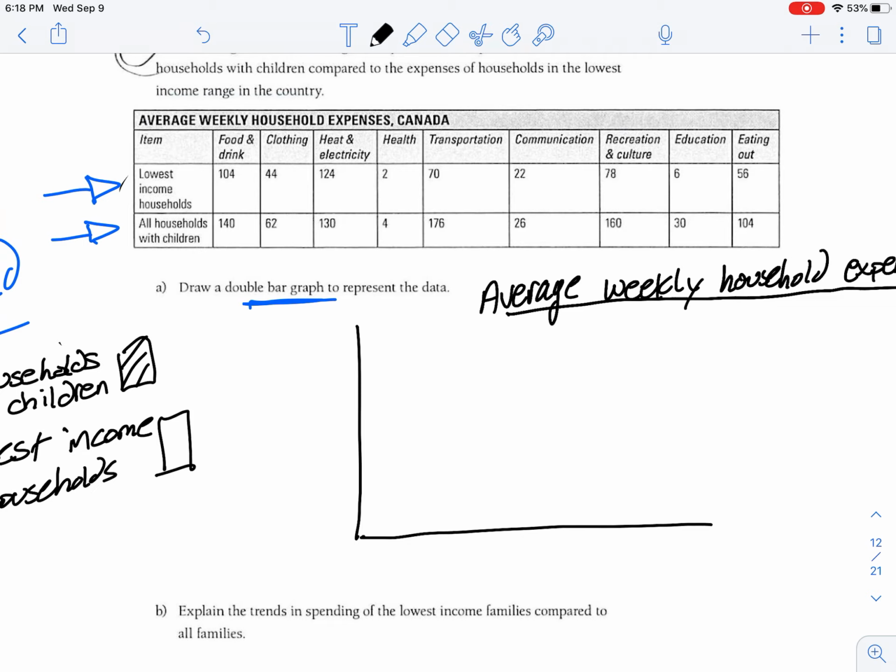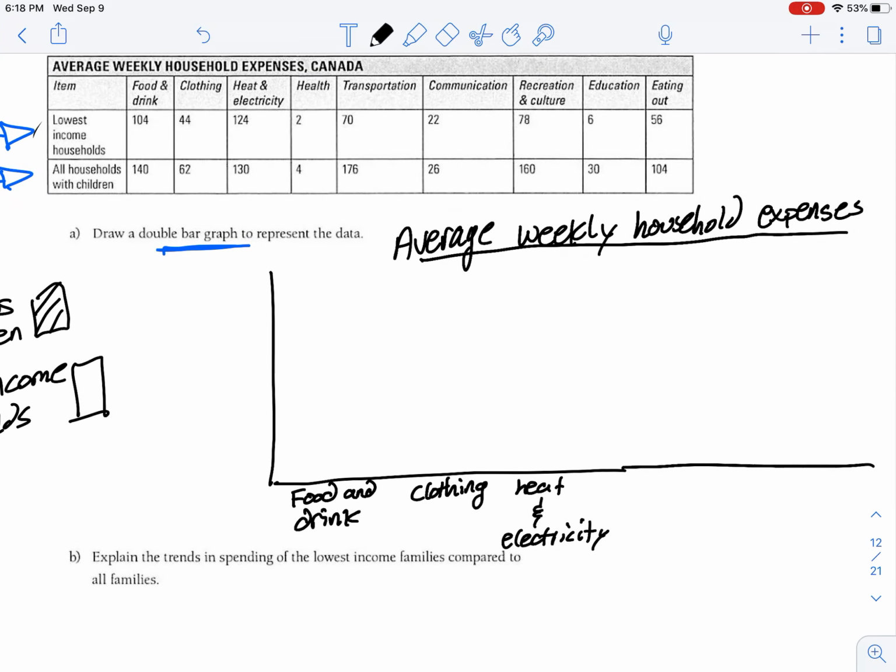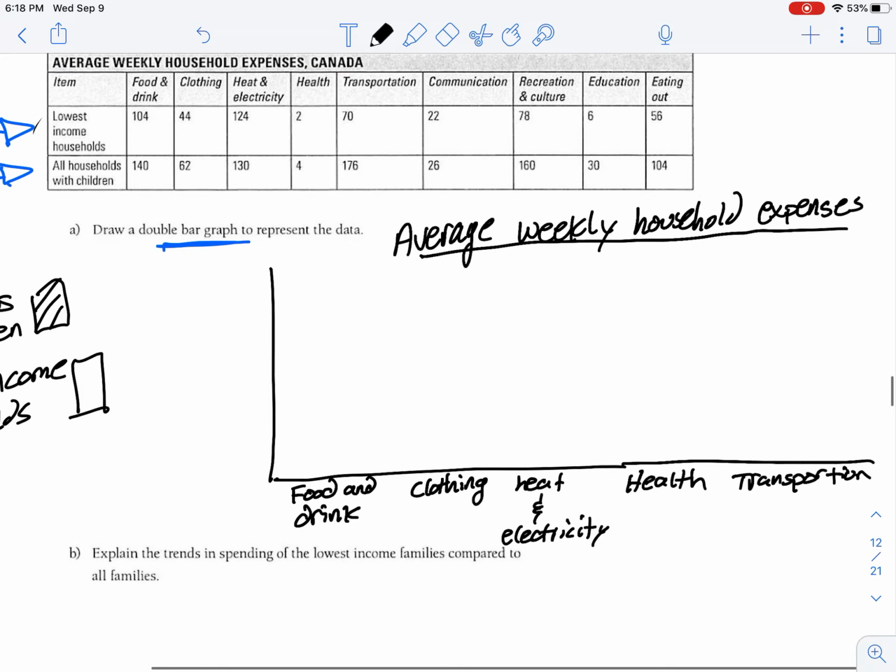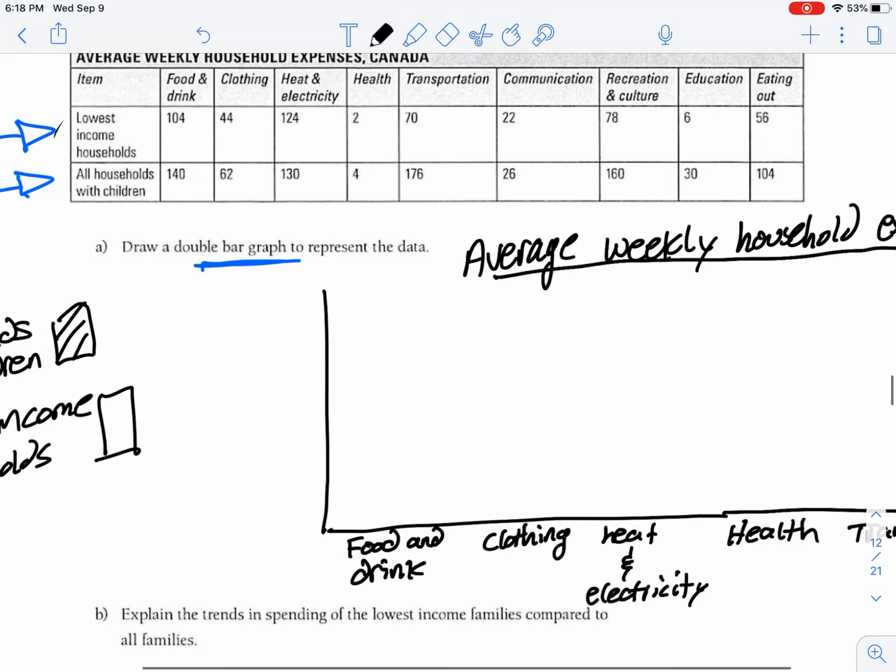Now here, I'm going to put the categories down here. So this is going to be food and drink. Okay, this will be clothing. This will be heat and electricity. We got a few categories here. We're going to have health here. We'll have transportation. Again, if you were doing this yourself, you would want to fit every single one. I'm only going to do a few just for example for you guys.